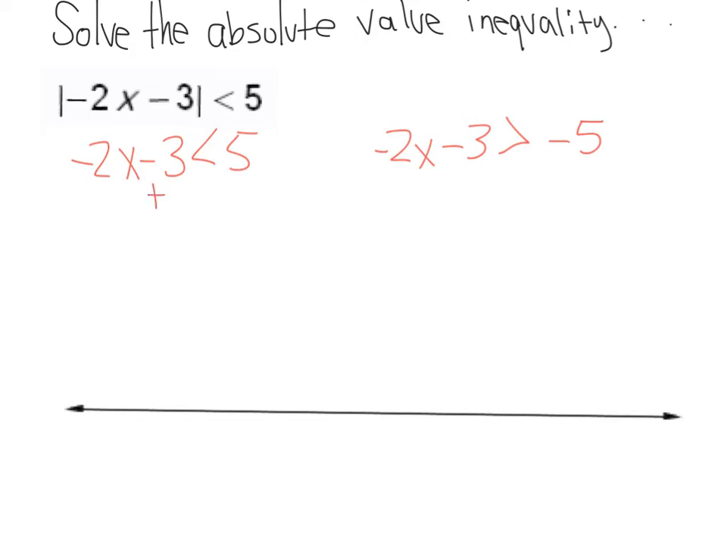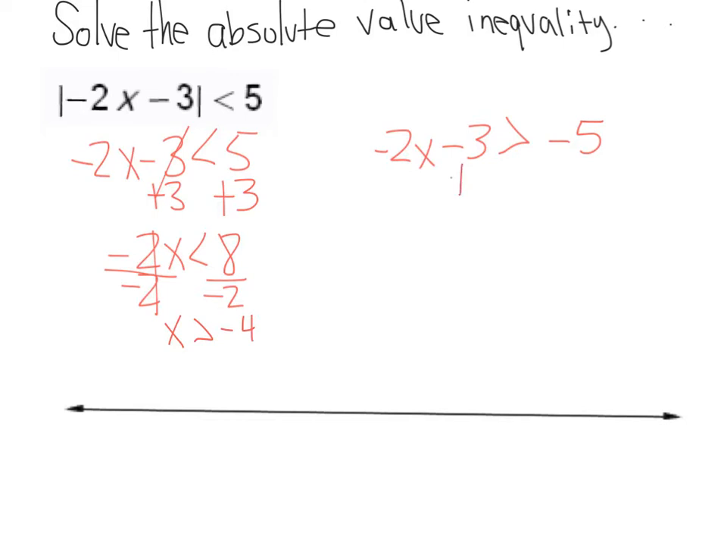So we will start by adding 3 to both sides. We'll have negative 2x is less than 8. And then dividing by negative 2. Remember, when we divide by a negative, we have to flip the inequality. So we get x is greater than negative 4.